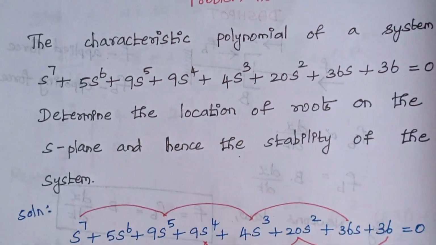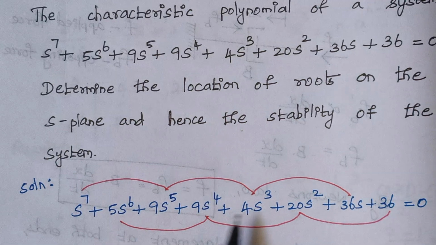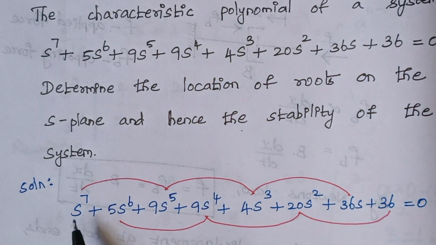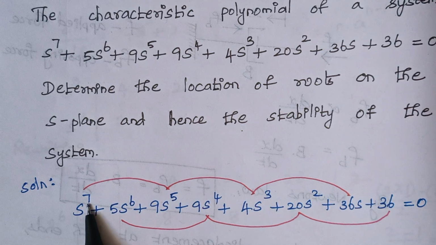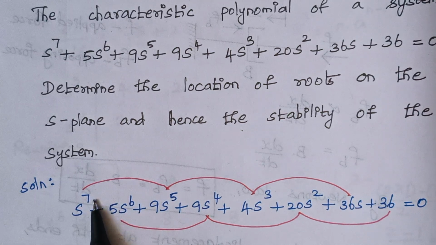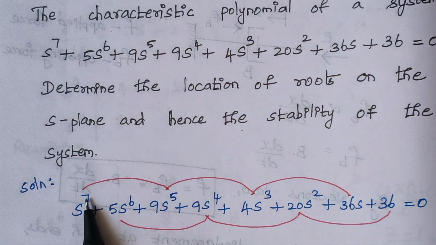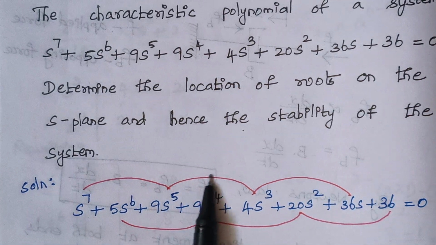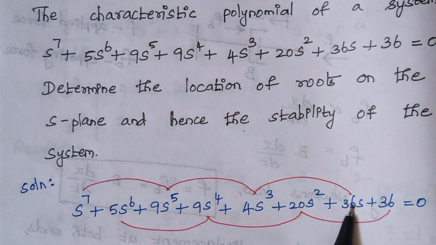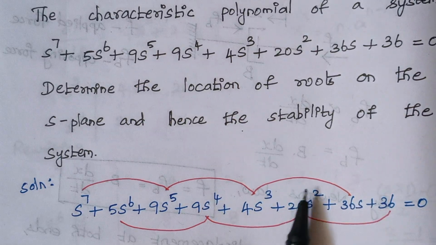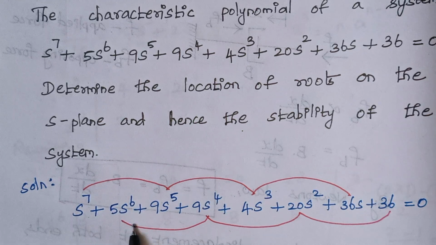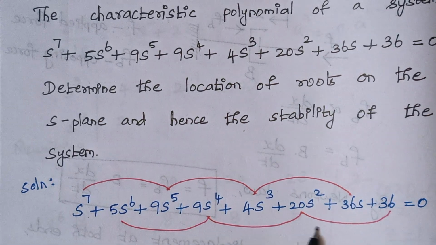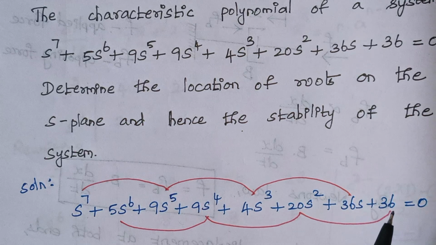Right. So, this is our given characteristic equation. The maximum power is 7. That is an odd number, so we have to select all the odd values. So, here s to the power 7, s to the power 5, s cube, and s, that's it, s to the power 1. And here you see s to the power 6, right? So the next is s to the power 4, s square and s to the power 0, right?